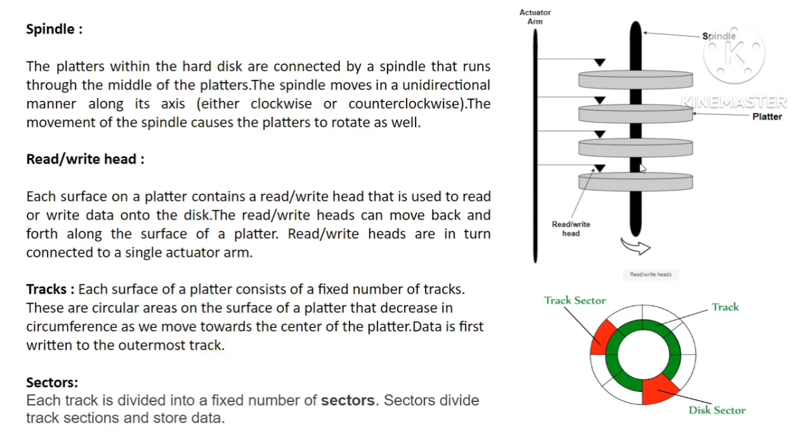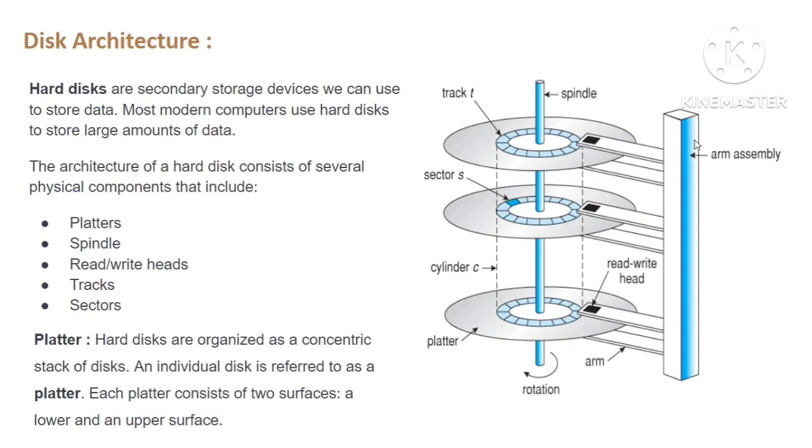Third one is the read write head. So what is read write head? For example, this is the read write head. This is the ARM assembly which consists of the read write head. It's very important to note that each platter has two read write heads, one for the upper surface and one for the lower surface.